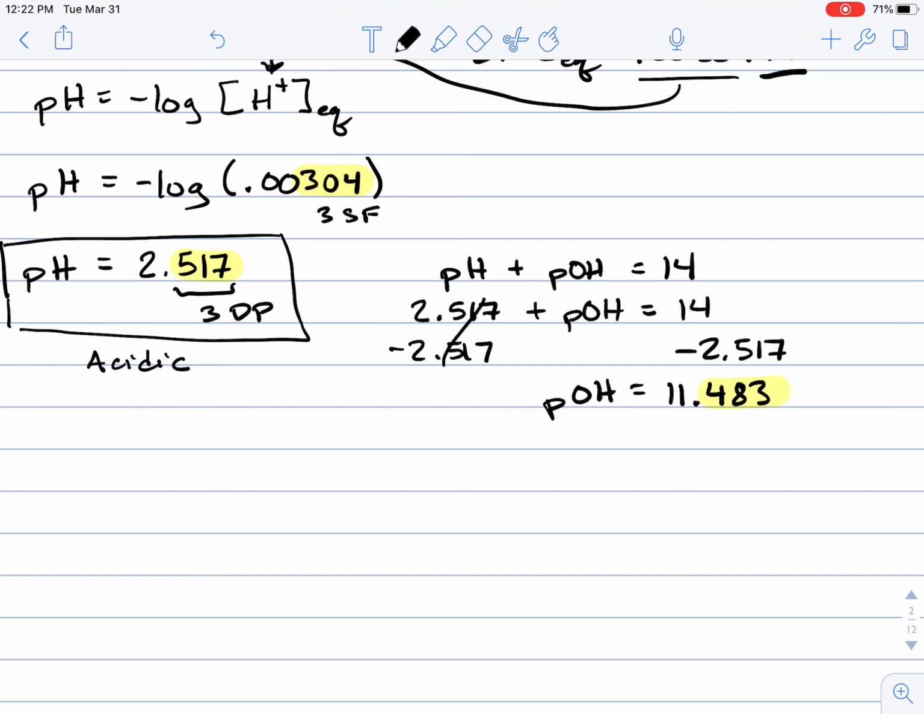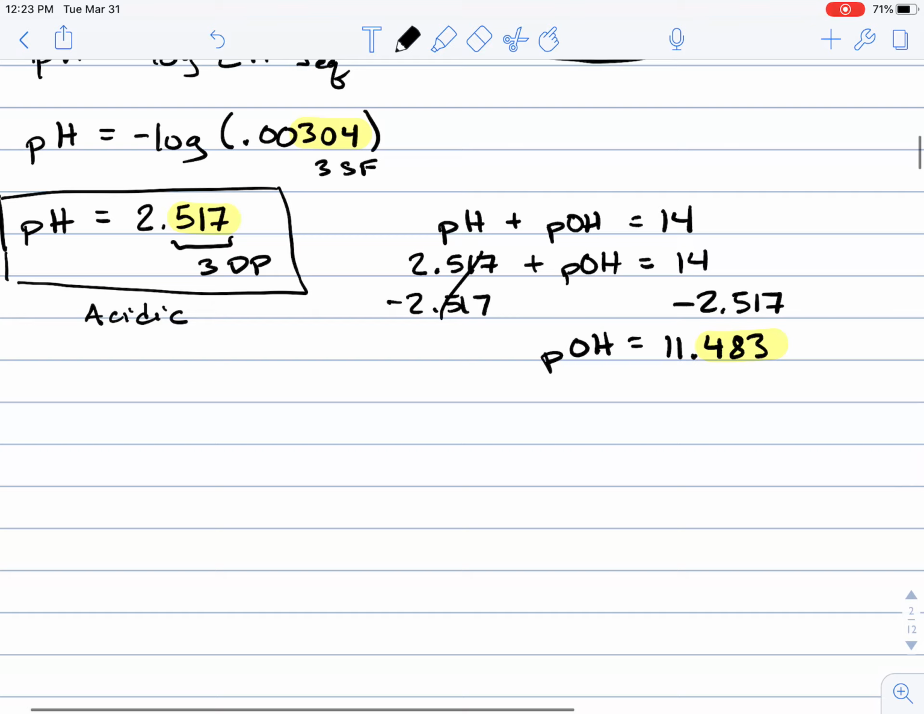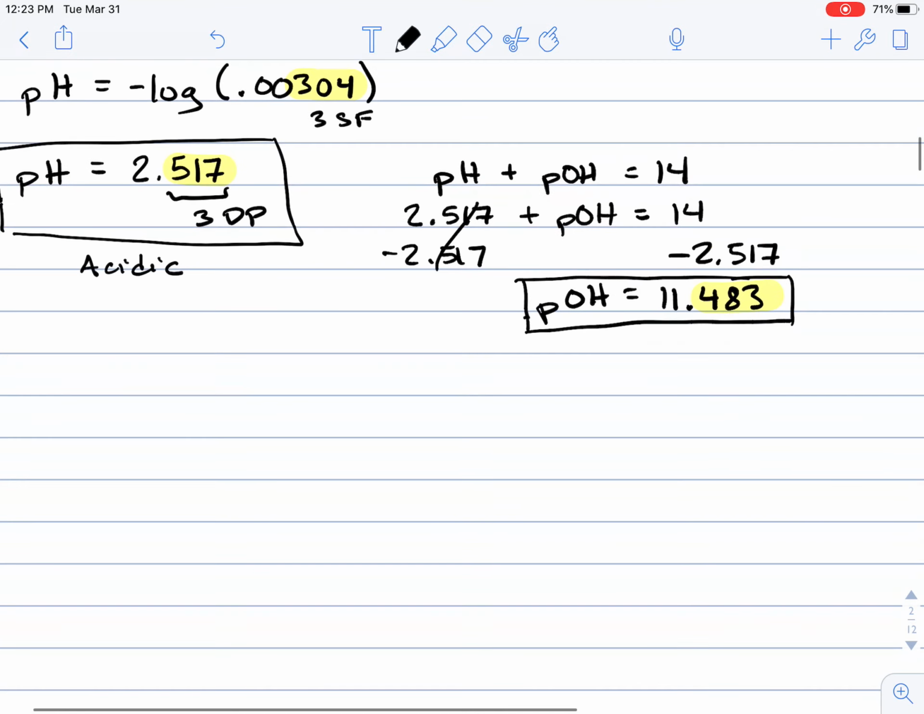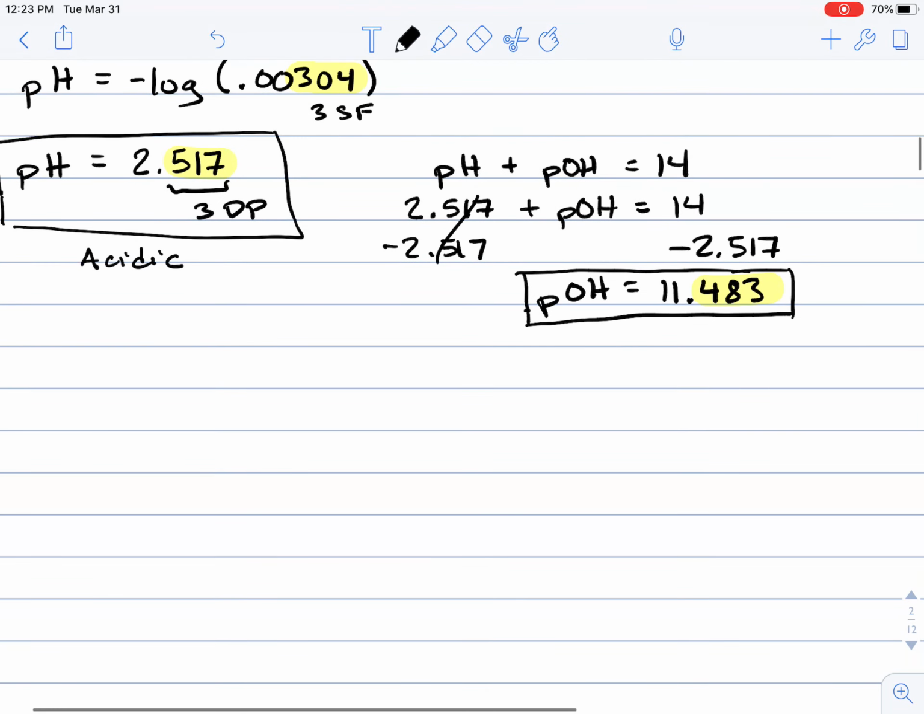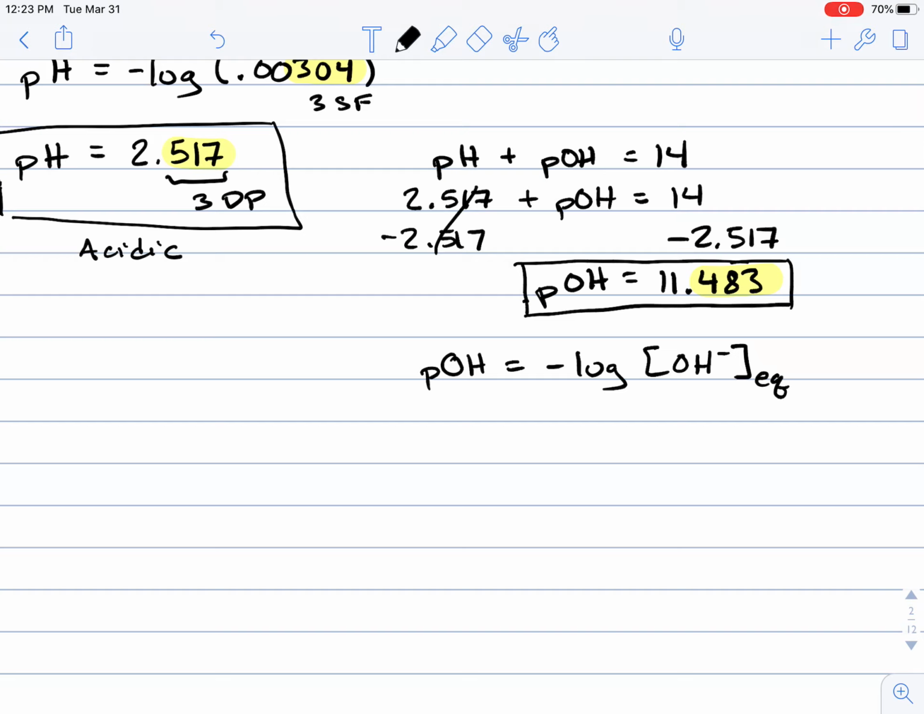All right, and so now that we figured out the pOH, we're going to figure out the concentration of the hydroxide ion. If you recall, the pOH is equal to the negative log of the concentration of the hydroxide ion. And once again, that's always at equilibrium. So to solve for the bracket OH, we're going to move this negative to the other side. So it's negative pOH is equal to the log of the concentration of OH minus.